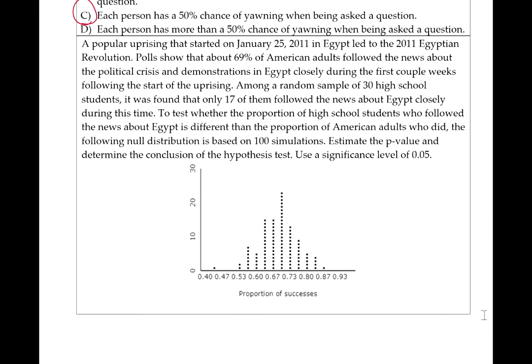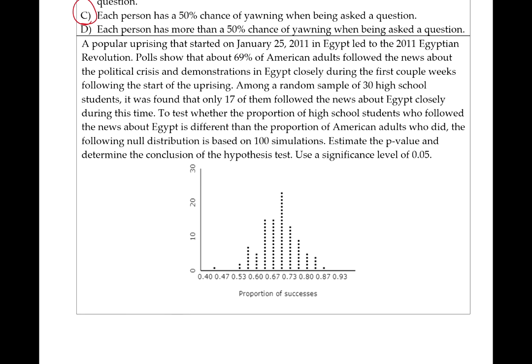A popular uprising that started on January 25th, 2011 in Egypt led to the 2011 Egyptian Revolution. Polls show that about 69% of American adults followed the news about the political crisis and demonstrations in Egypt closely during the first couple of weeks following the start of the uprising. Among a random sample of 30 high school students, it was found that only 17 of them followed the news about Egypt closely during this time. To test whether the proportion of high school students who followed the news about Egypt is different than the proportion of American adults who did, the following null distribution is based on 100 simulations. Estimate the p-value and determine the conclusion of the hypothesis test.